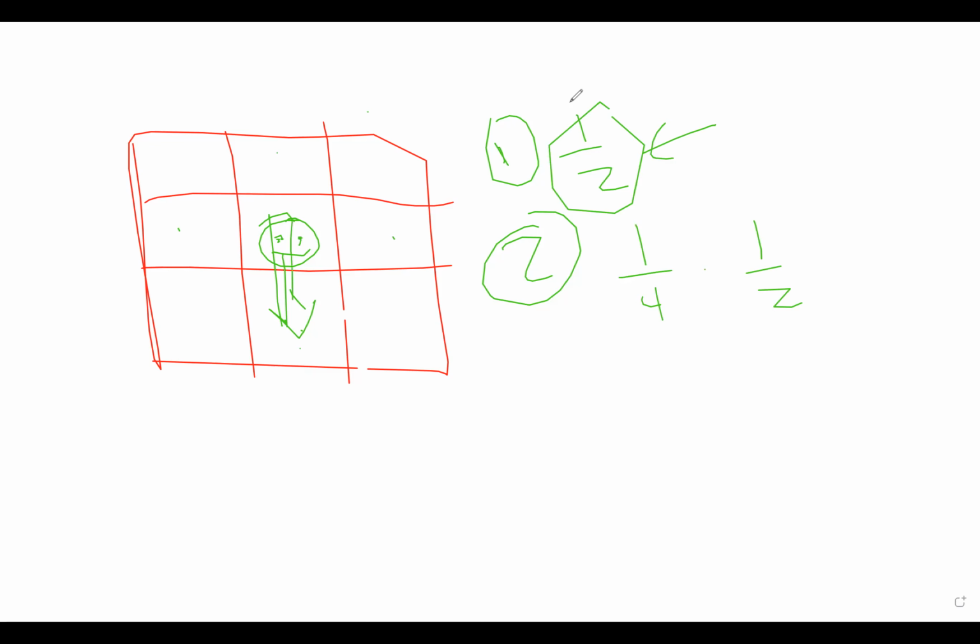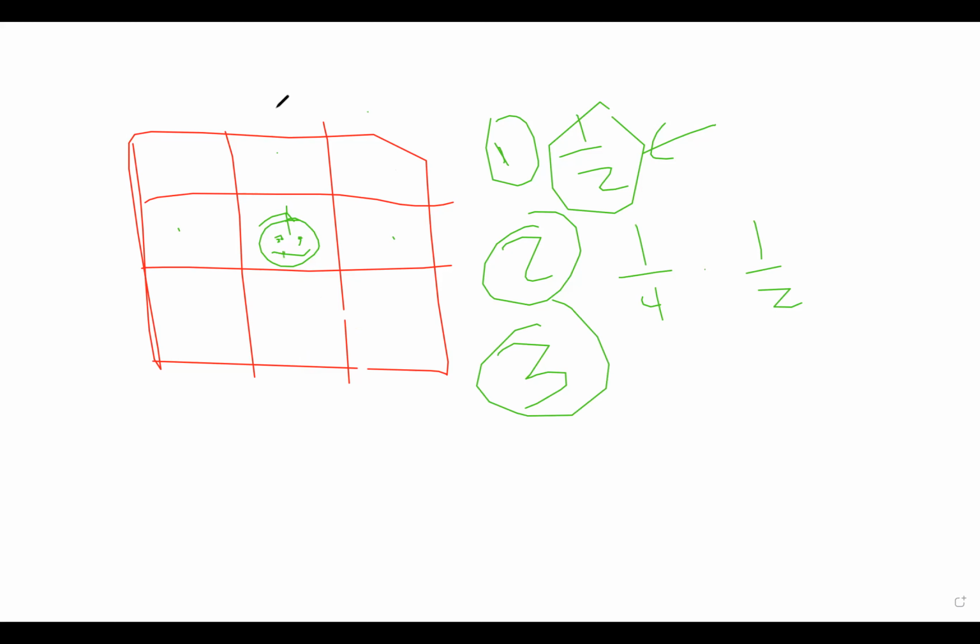Because she can go down, up, down, right, or down, left, or she can go down, up, right, up, or right. So that's a 1/2 chance that she does that in exactly 4 hops, right? What's another thing that could happen? She could go off the board, right?